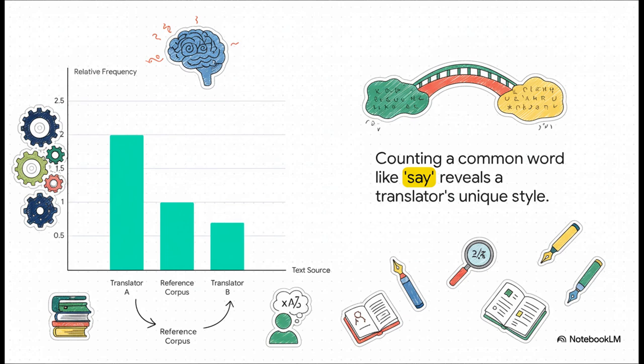Check out this chart. By doing something as basic as counting how often a translator uses a common word like "say," we can see their style pop out. Translator A here uses "say" way more than average, while translator B barely uses it. Now this could just be their personal habit, or it could be the ghost of the original language, kind of whispering in their ear and influencing their choices.